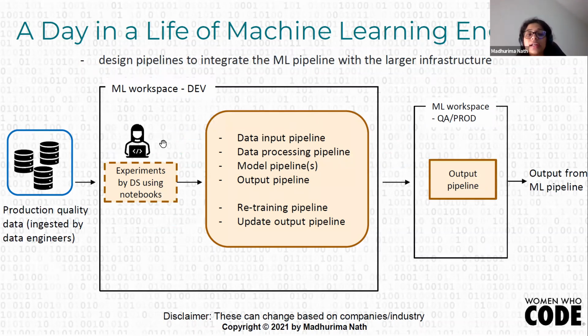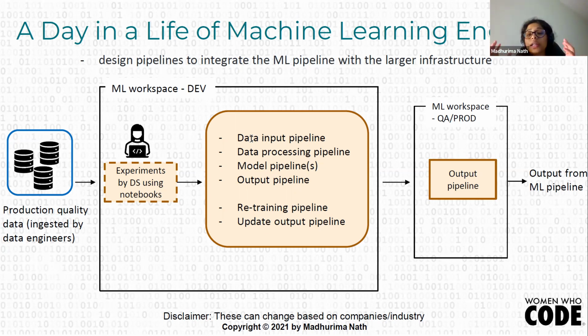This is the thing that an ML engineer would be more focused on. As a data scientist, you are done with your experiments, but now you need to automate this process and deploy it. So you need to think of how the input pipeline will look, how the processing pipeline will look, and how the model pipelines will look. How will the output look? Do I need to retrain it? This is not something an ML engineer would work on by themselves.